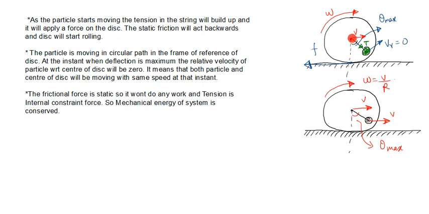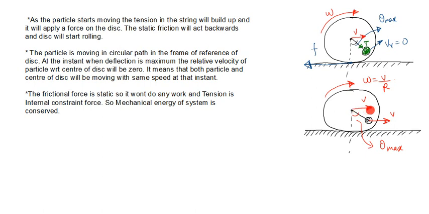So assume this observer, just imagine this observer observing this particle moving in a circular path. My observer is at the center of this disk. So as per that observer, the particle is moving in a circular path, and when the deflection in the thread is maximum, at that instant the relative velocity of the particle with respect to the center of the disk will be equal to 0. Now it means that both the particle and the center of the disk will be moving with the same speed and in the same direction at that instant. So what does it mean? It means that at the time of maximum deflection, the velocity of the particle and the velocity of the center of the disk will be the same.